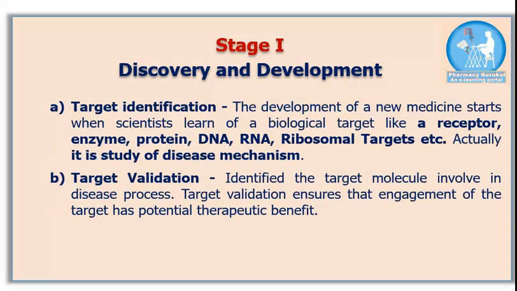In target identification, researchers try to find a biological target like a receptor, enzyme, protein, DNA, etc., which is basically involved in the disease process. If I take a very recent example of COVID-19, COVID-19 attaches to the angiotensin converting enzyme 2 receptors. That's why some doctors or hospitals use ACE inhibitors to treat COVID patients. Target validation is the process to identify if the target molecule is involved in the disease process. It ensures that engagement of the target has potential therapeutic benefit.